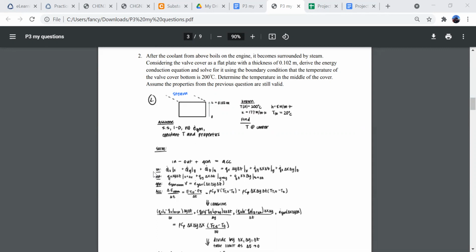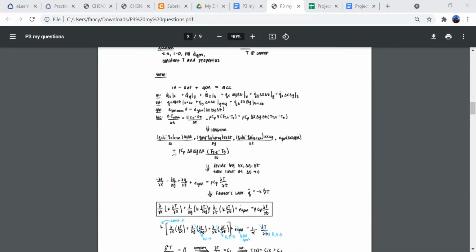And you can break it up into each individual part. And this is what all of the equations are, where there is some heat transfer rate at a position x, and then this is the same thing, but at a position x plus the change in x, and then the generation is that times the volume, and then this is the accumulation. And when you combine it all, you get this long equation, and then you divide by this, take the limit, and also use Fourier's law to get the more general form.